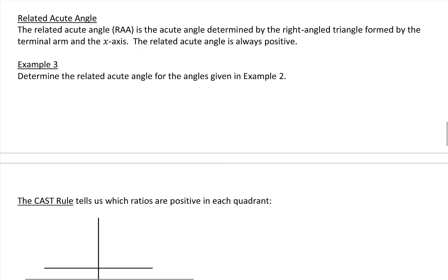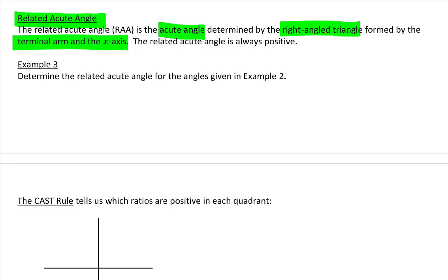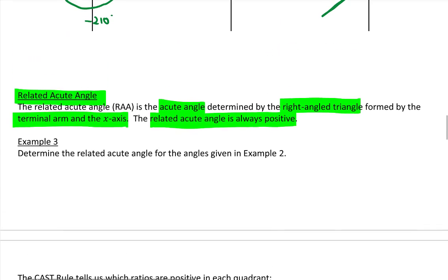Next up is the related acute angle. The related acute angle is the acute angle determined by the right angled triangle formed by the terminal arm and the x-axis. Keyword here, it does not say positive or negative, it just says the x-axis. The related acute angle is always positive. Since we're looking for an acute angle, we're always looking for an angle less than 90. So determine the related acute angle for the angles given in example 2.